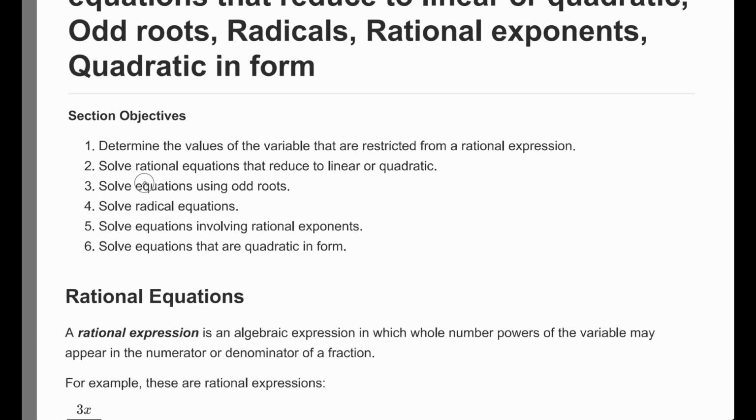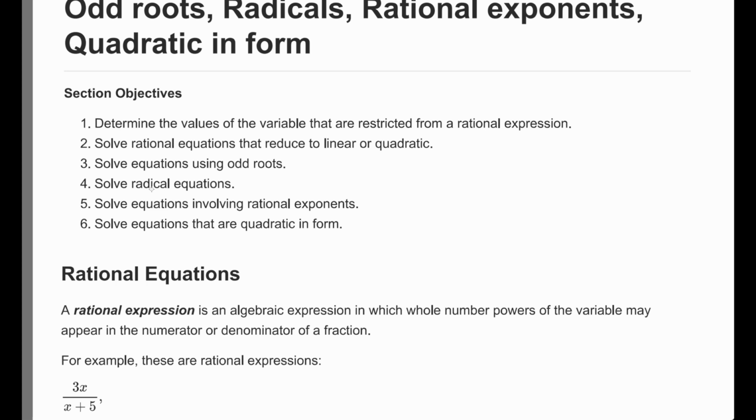The section objectives right there: determine the values of the variable that are restricted in the rational expression. We're going to do some example problems involving this. Basically, you cannot divide by zero, so we're going to look for certain values where, if you had that value of a variable, it would cause a division by zero.